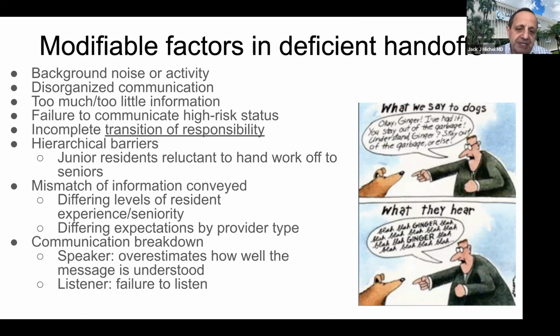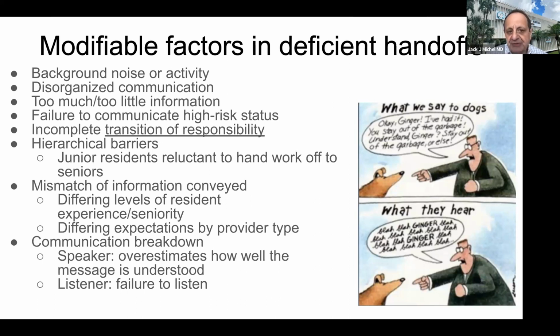Not communicating high risk status. For example, this patient is at risk for this. So it's not just I'm signing this patient off to you, but we think there's a high likelihood this patient is going to have a respiratory arrest, so you should check on this patient. Those are the types of things that we need to consider when we structure these handoffs.